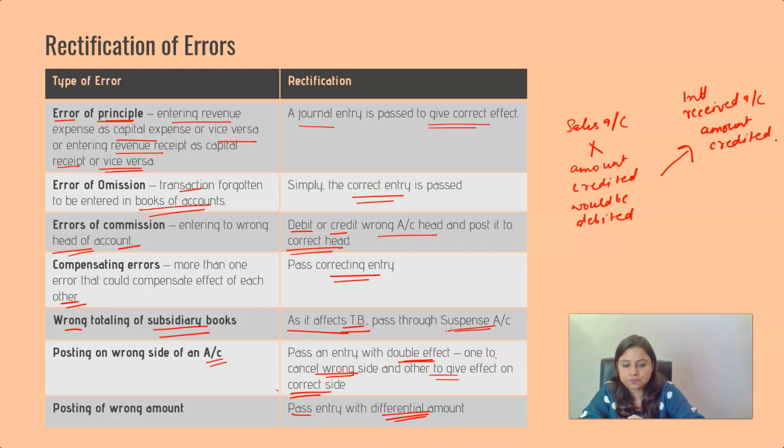So these are the errors, and this is just a table for your reference on how you need to rectify them: the error of principle, error of omission, error of commission, compensating errors, wrong totaling. The idea is you first imagine that once you have made the correct entry, how would the books of accounts depict such an entry, and then in order to bring the correct entry impact, you have to reverse the impact or give the double impact. So this is what needs to be ascertained depending on the type of error committed.